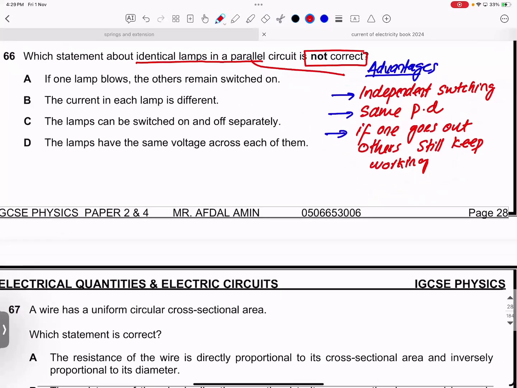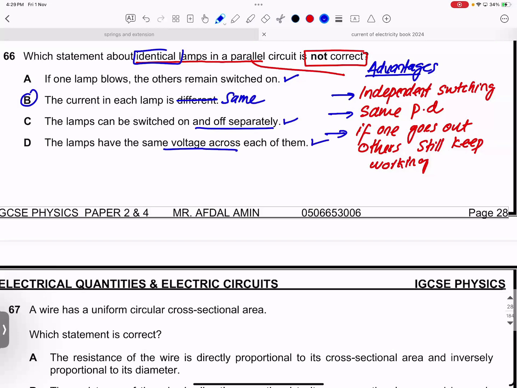Now, which one is not correct? If one lamp blows, the other will remain on. Yes, I already told you, it is the advantage. The current in each is different. Since they all are identical, the current should be the same. C, the lamps can be switched on or off separately. Yes. They have the same voltage. Yes. So the only wrong option is B.